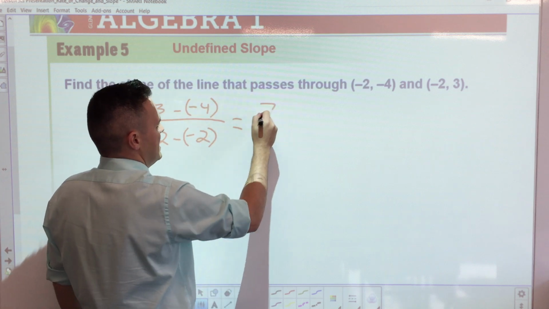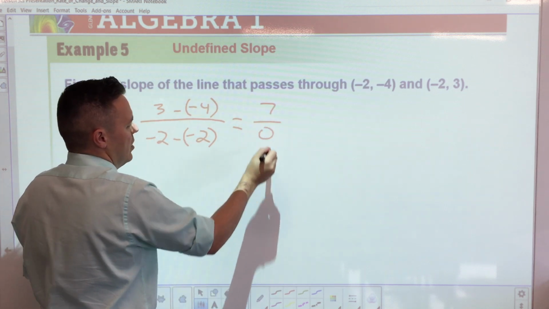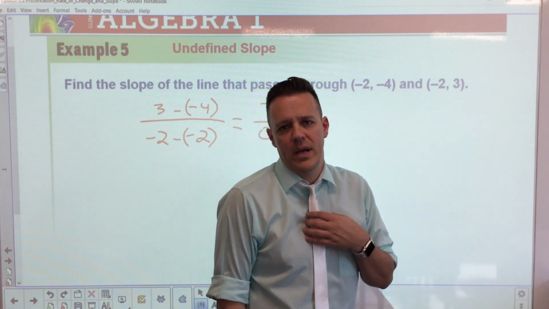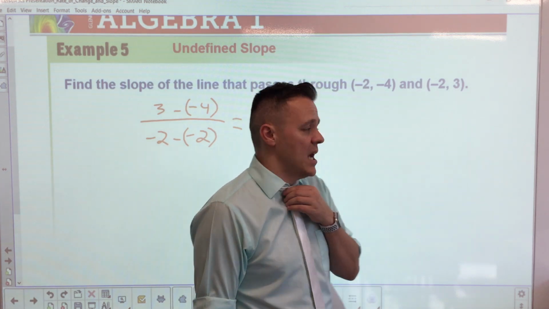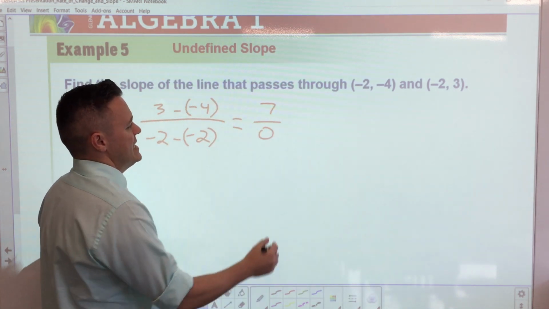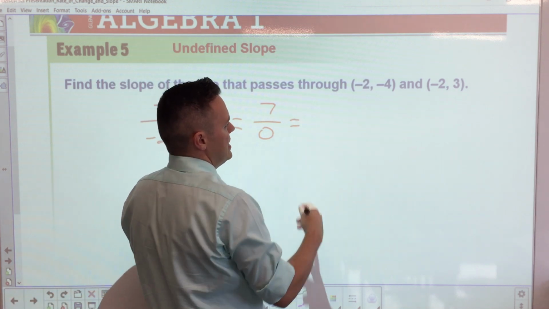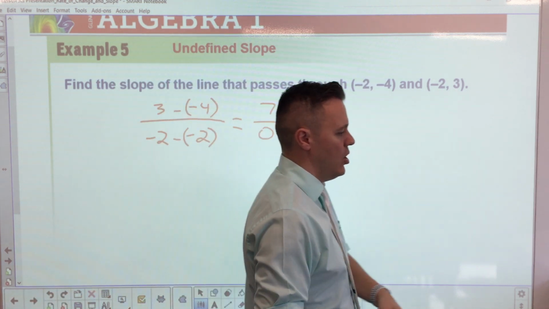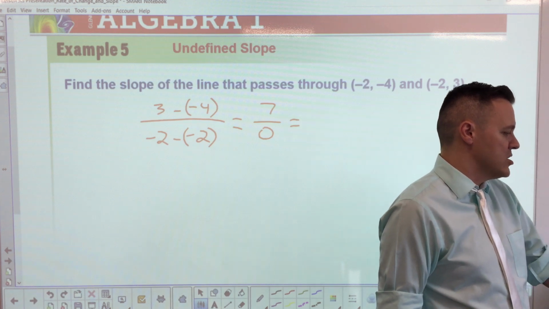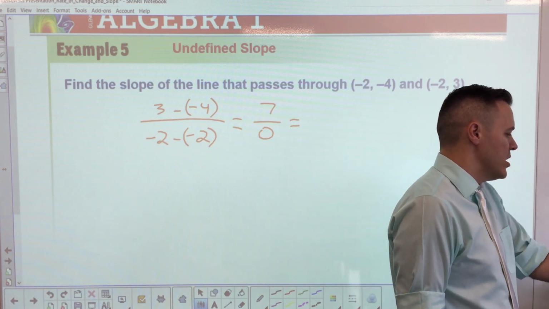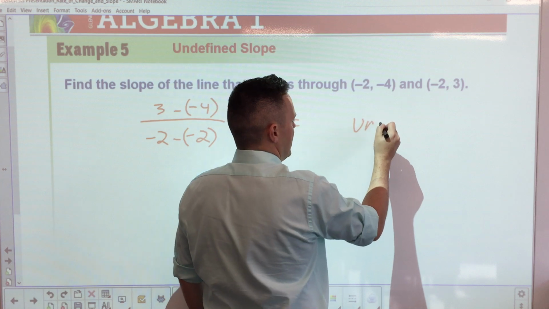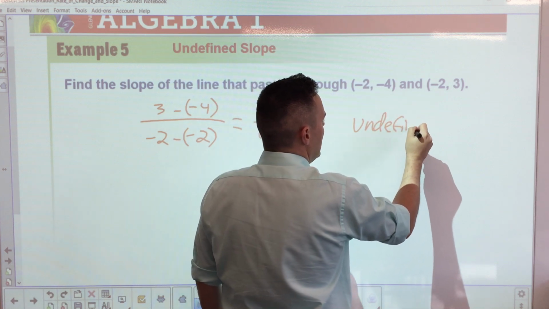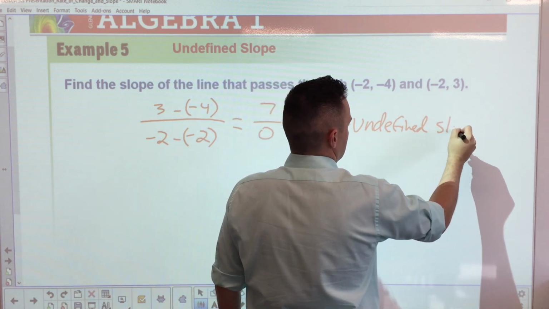All right, and this equals what? That's positive, so it's 7 over 0. Now, what happens when you have a 0 in the denominator of any type of fraction? Ladies and gentlemen, this becomes not a real number, or what's called an undefined slope, which if you look in your notes, we're going to talk about in a second. Undefined slope. What kind of line is this?